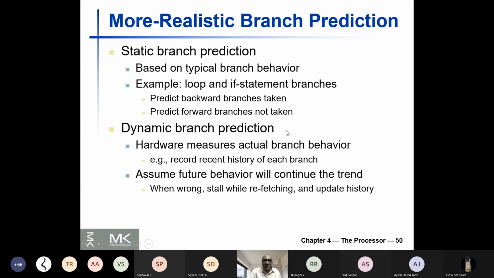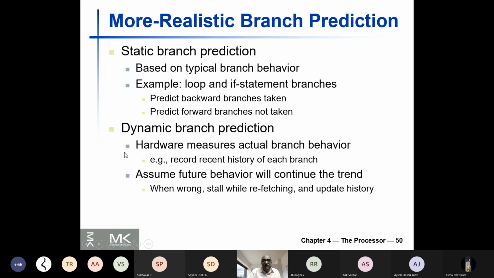And dynamic branch prediction is a clever one, where we have some hardware that will measure the branch behavior. This hardware just maintains the history of the previous branches, and based on that, it tries to predict the future behavior, that is, whether to continue the trend or not. So that depends upon the previous history.